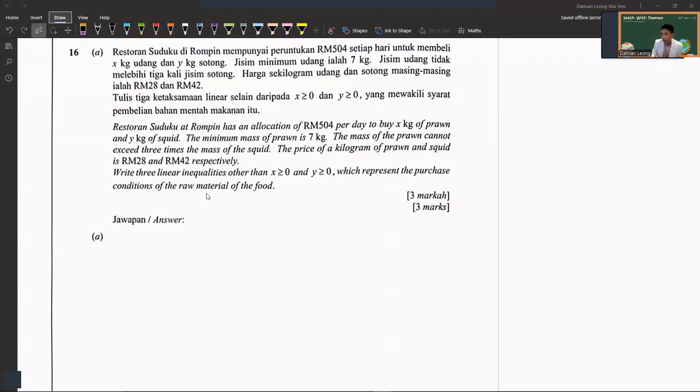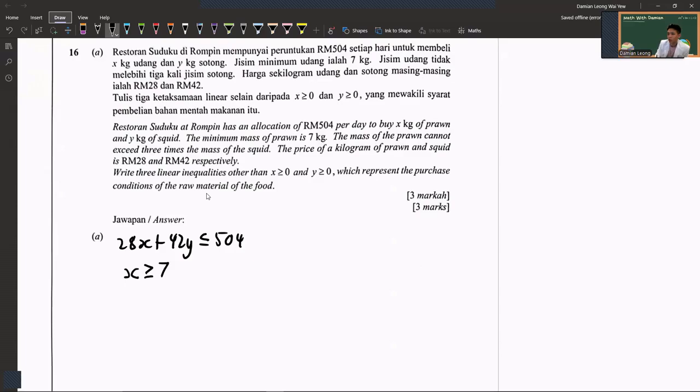Price is 28 and 42, so 28x plus 42y is less than or equal to 504. It cannot exceed 504 ringgit. Minimum mass of prawn. Prawn is x, so x must be more than or equal to 7 kg.